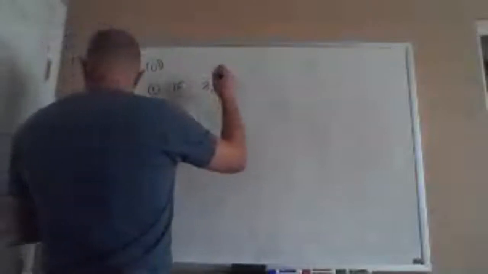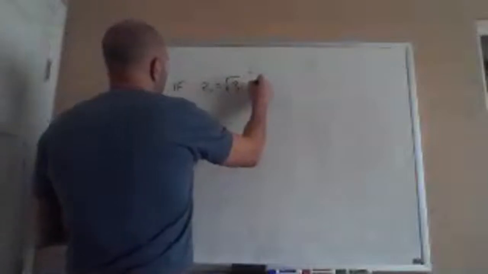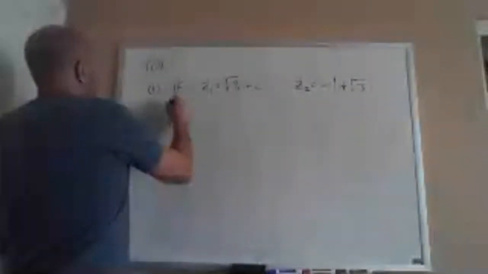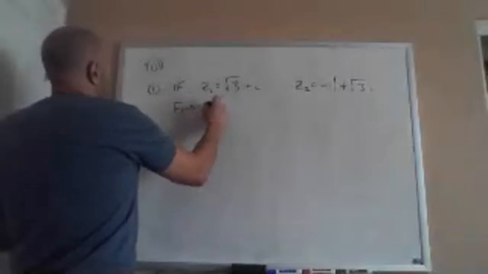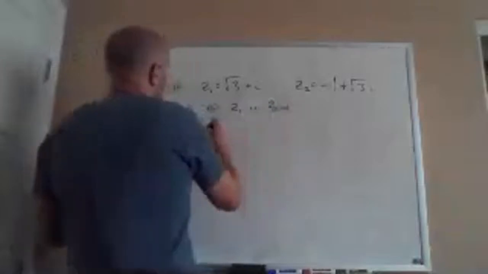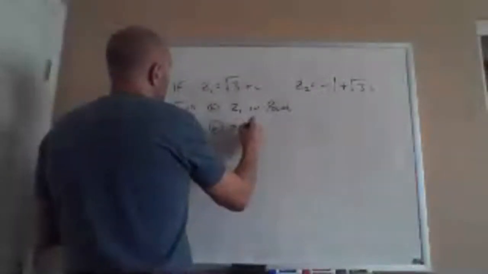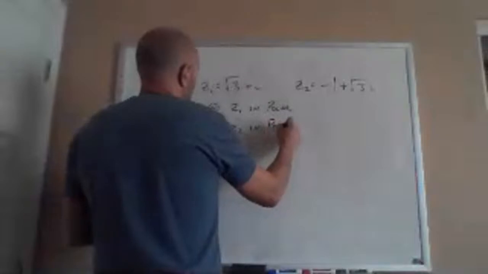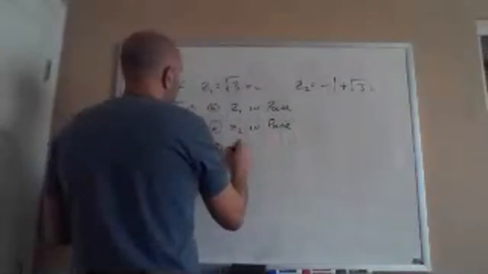So first one, if z1 is equal to square root of 3 plus i, and z2 is -1 plus root 3 i, find the following. A, z1 in polar form. B, z2 in polar form. And C, z1 times z2.